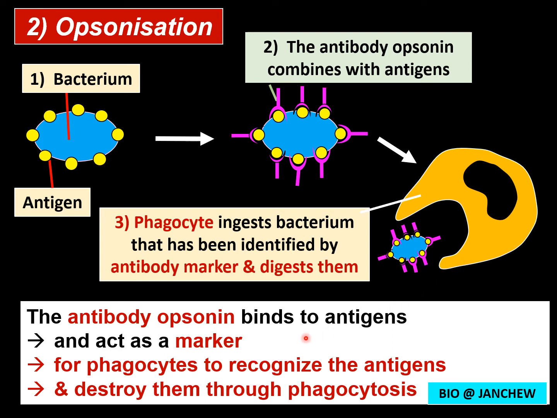So basically, the antibody opsonin is a marker. It tags the antigens as foreign substances so that the phagocytes can easily recognize these as antigens, these bacteria, for example, and then it will destroy the bacteria. The phagocytes will destroy the bacteria through phagocytosis.